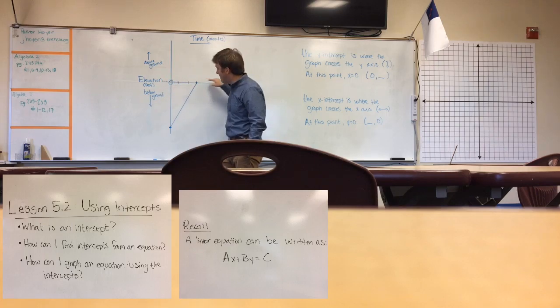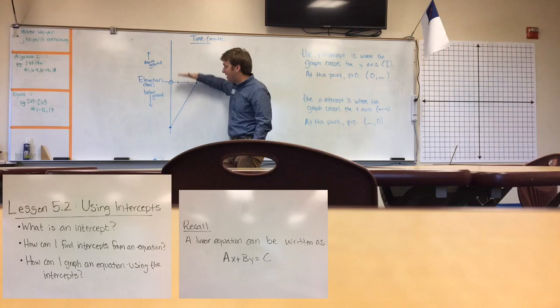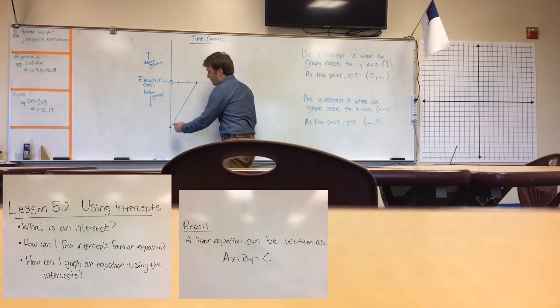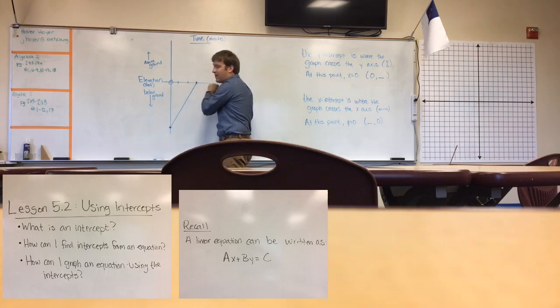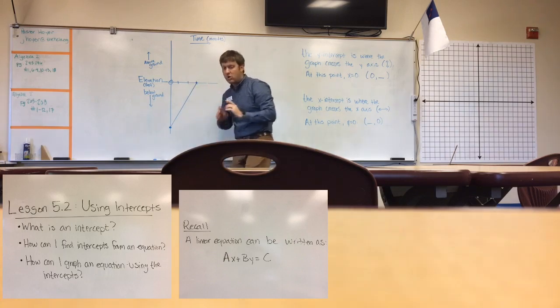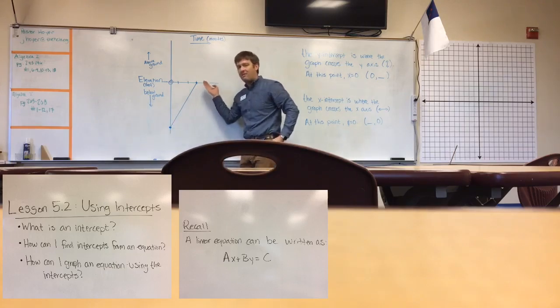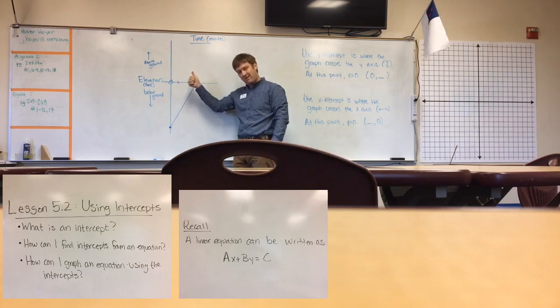Right here, their height above or below the ground is 0 along the x-axis. Here, on the y-axis, the amount of time they've spent in the elevator is 0. So right here, x is 0. Right here, y, their height above or below the ground, is 0. Here they've spent no time in the elevator. Time is 0. Here they are on ground level. Their elevation is 0. So these right here are intercepts of the graph of the miner's elevation over time.